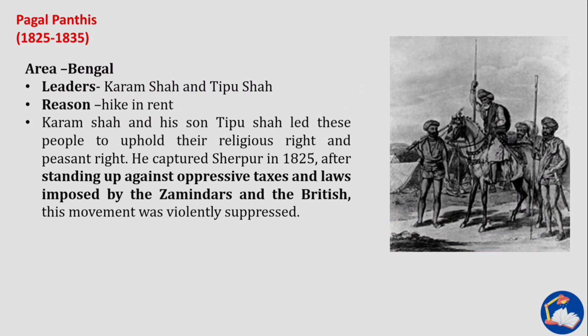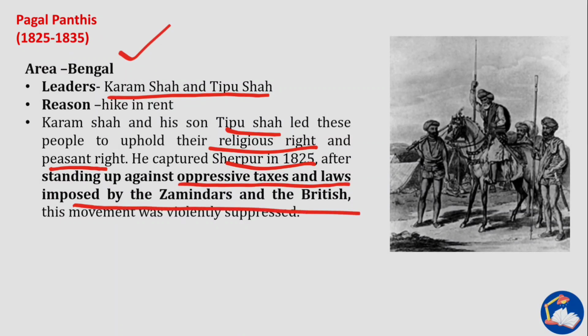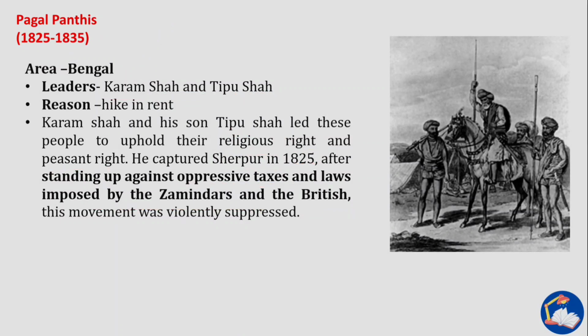Then we have the Pagalpanthis. Their area of operation was in Bengal. The leaders were Karam Shah and Tipu Shah, and the reason was a hike in rent. Karam Shah and his son Tipu Shah led these people to uphold their religious right and peasant right. He captured Sherpur in 1825 after standing up against oppressive taxes and laws imposed by zamindars and the British. This movement was violently suppressed.